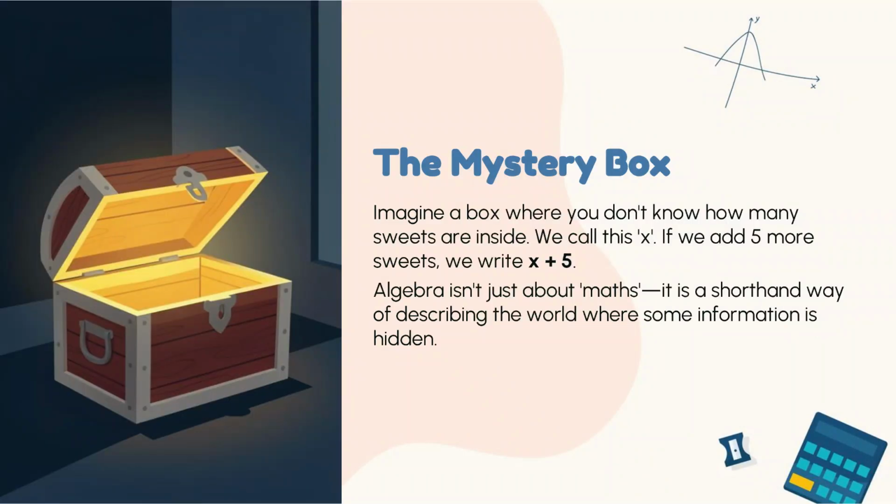Imagine you have a mystery box. You know there are sweets inside, but you do not know how many. Instead of writing the unknown number of sweets in the box every time, we can simply call it x. So x represents the unknown number of sweets. Now imagine we add 5 more sweets. We can write this as x plus 5. This is what algebra does. It gives us a shorter way to describe situations where some information is unknown or can change. So, algebra is not just random letters. It is a useful language for describing patterns, quantities, and missing information.